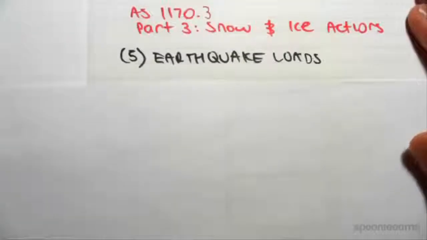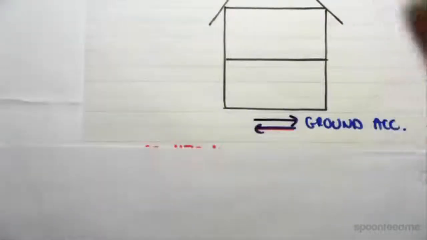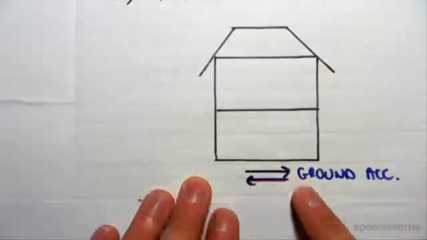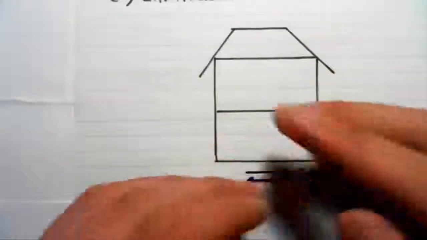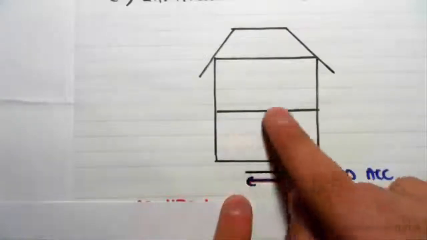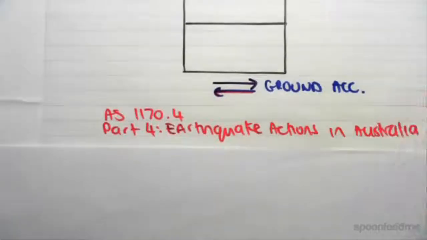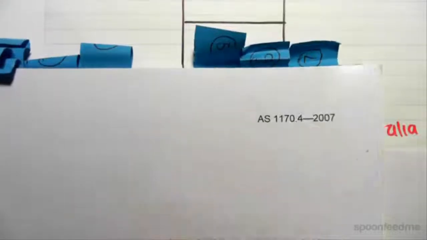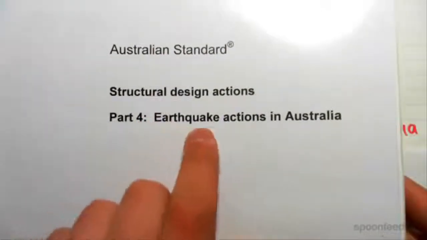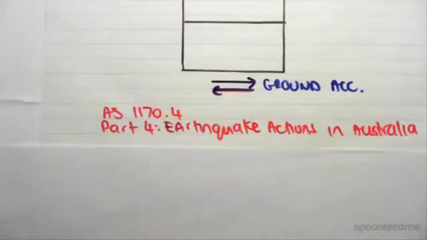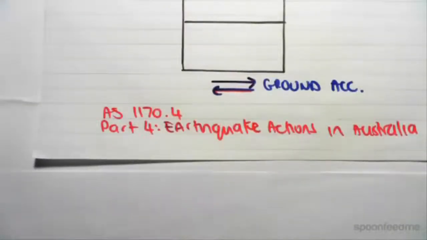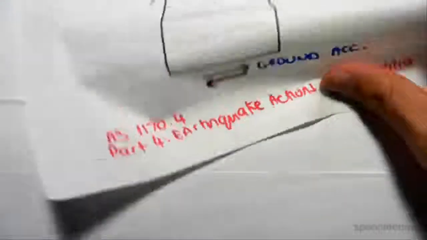And the last type of loading is earthquake loads. Okay, so we have our structure. We're going to get some type of ground acceleration here, which is going to cause some type of base shear. It's going to shear the ground over there, which is going to impose an earthquake loading on our structure. This is found in AS 1170.4, earthquake actions in Australia. So if I show you that, AS 1170.4, 2007, we have Part 4, earthquake actions in Australia. Okay, so those are the basic types of loading we're going to have in our structure: dead, live, wind, snow, and earthquake.